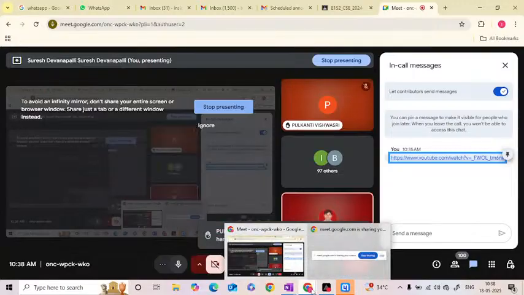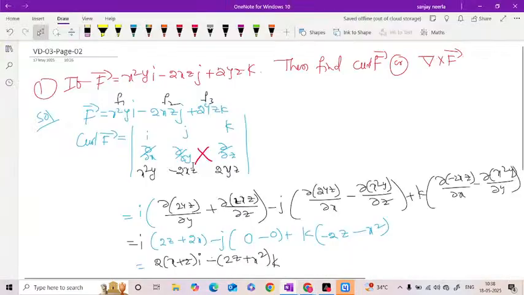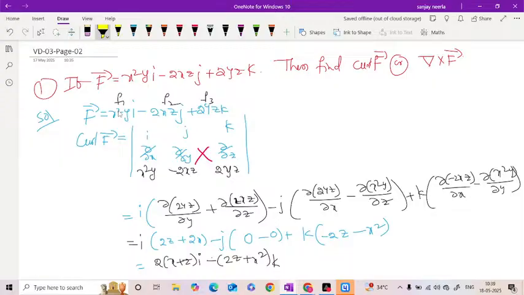We have seen some problems. The first problem: f is the vector point function x square y i minus 2xz j plus 2yz k. The question is to find the curl f, or del cross f. Both have the same meaning, so just find the determinant of the matrix. The first row is i, j, k, the second row is dou by dou x, dou by dou y, dou by dou z, and the third row is the vector components: x square y, minus 2xz and 2y.